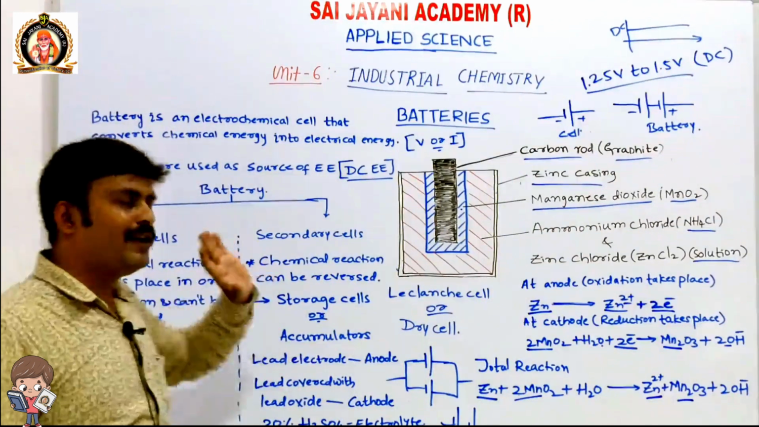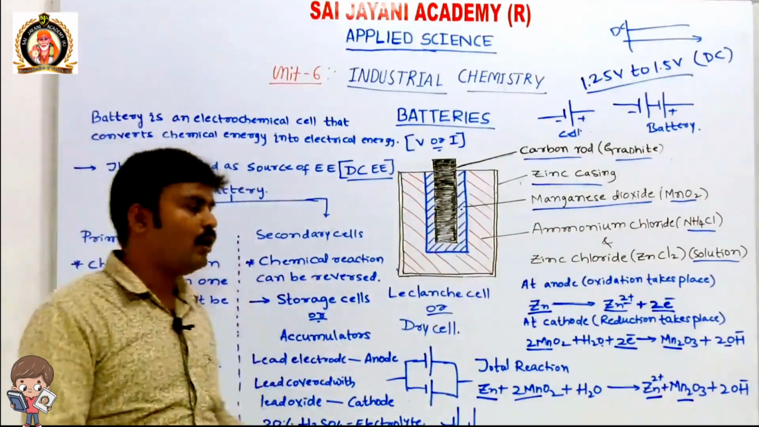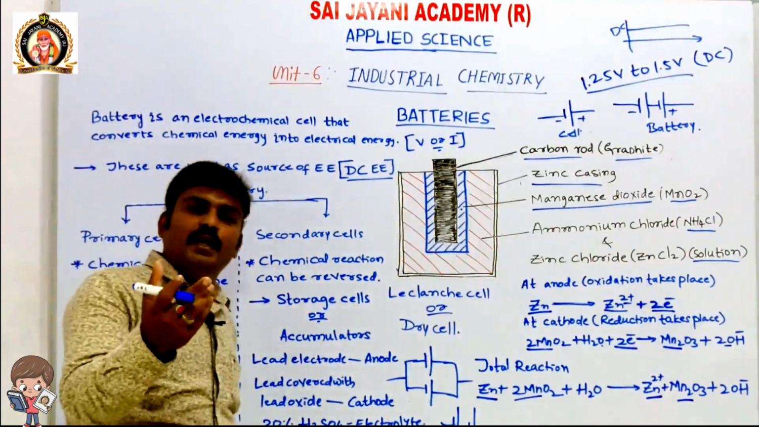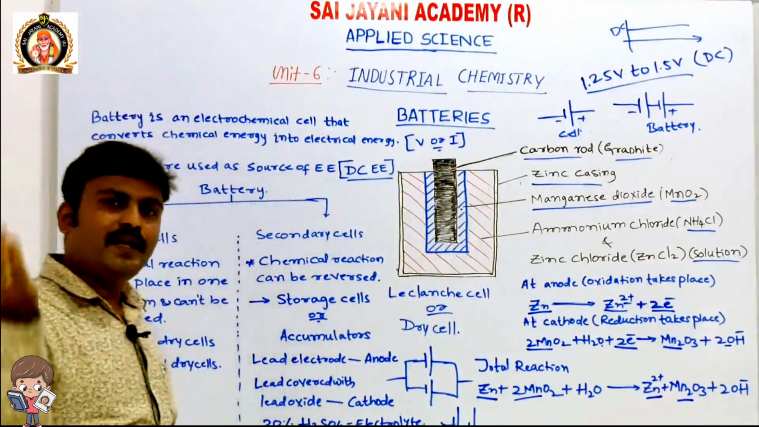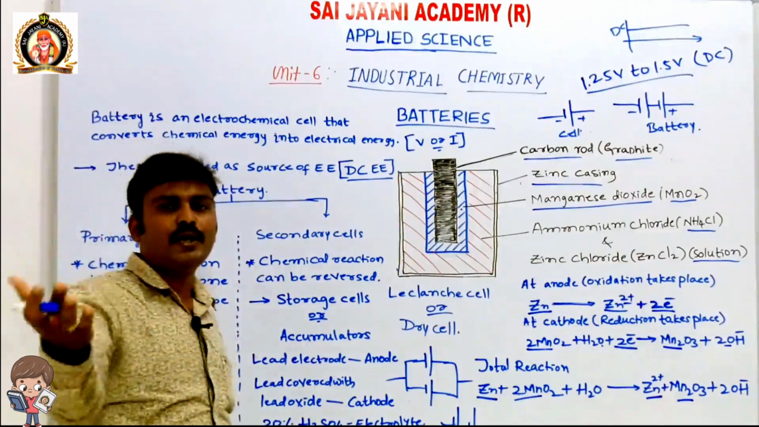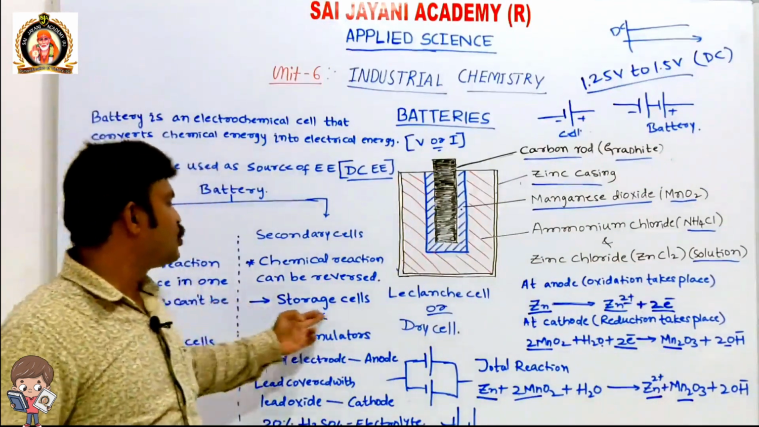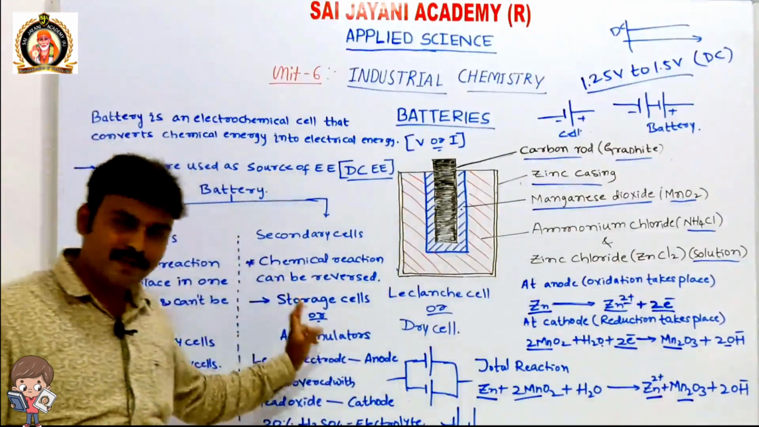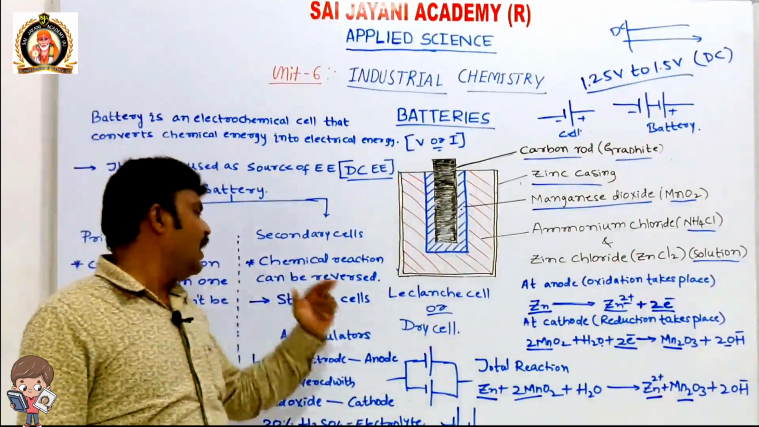Secondary cells are also called storage cells or accumulators, since they store electrical energy and discharge, and again we can store the electrical energy and utilize it. So secondary cells are the storage cells and also the accumulators.